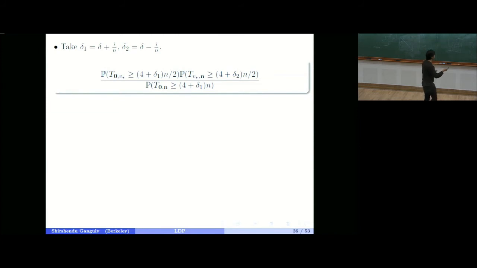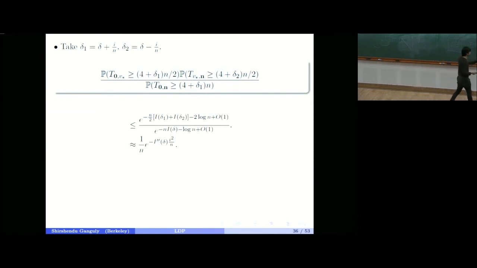Because you're looking at a convolution, the first part can be 4 plus delta 1n, the second part can be 4 plus delta 2n, and you want to look at the sum over all possible delta 1 and delta 2 so that the sum is at least delta, right? That's exactly what a convolution is. So let's try to fix some delta 1 and delta 2. Let's say delta 1 is delta plus I by n, and delta 2 is delta minus I by n. And so you want to bound this.